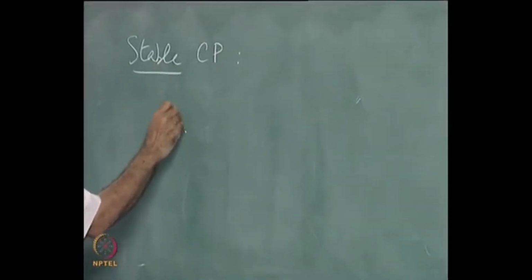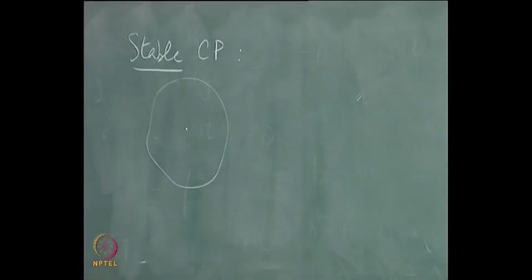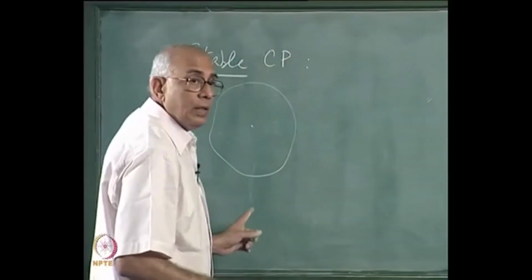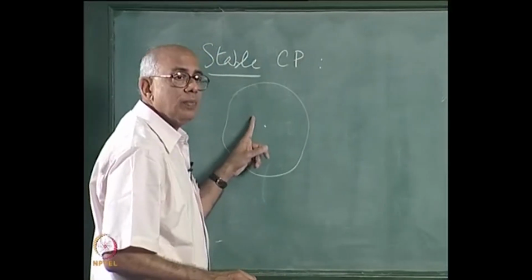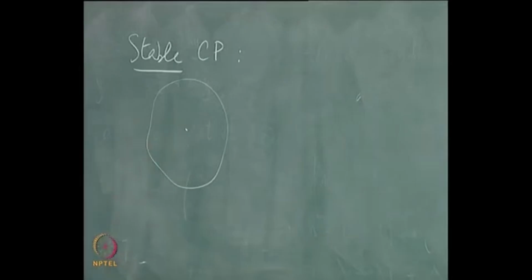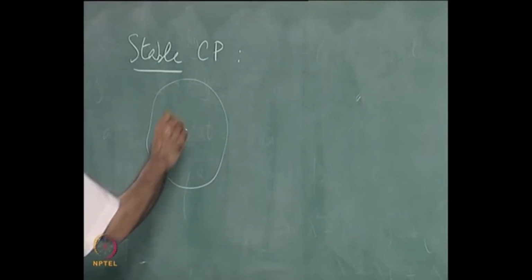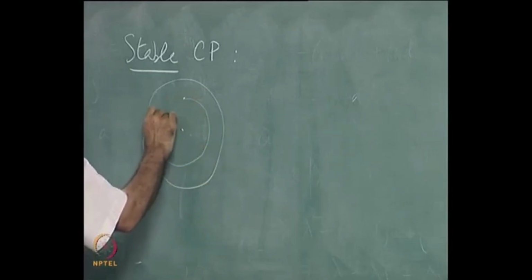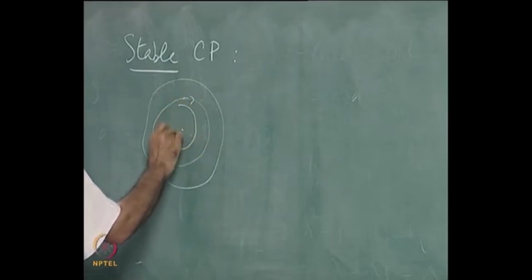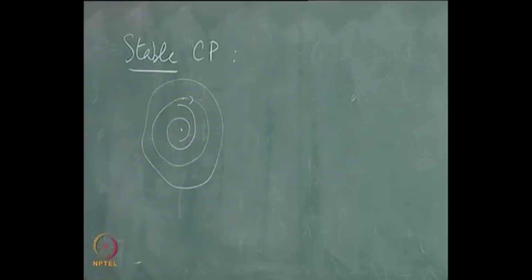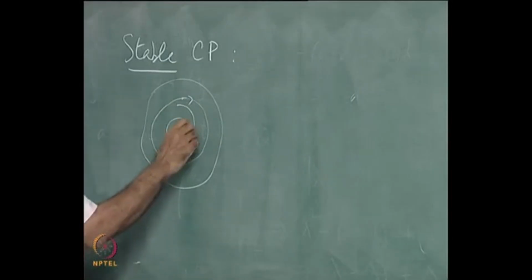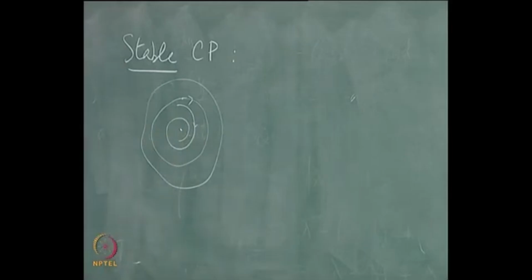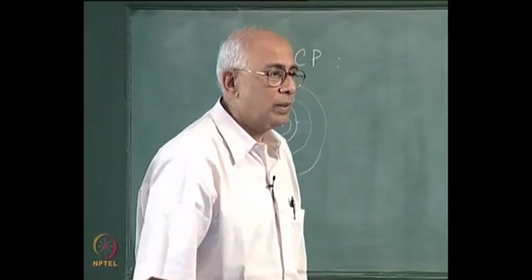Here is the critical point, and here is some neighborhood of this critical point. Then a stable critical point is one where a trajectory, if it has once entered this neighborhood, never leaves this neighborhood. So something which has entered it may do all kinds of things inside here, it may fall into it, it may also keep going around, or it may do this. But it never leaves this neighborhood, and I call that a stable critical point.